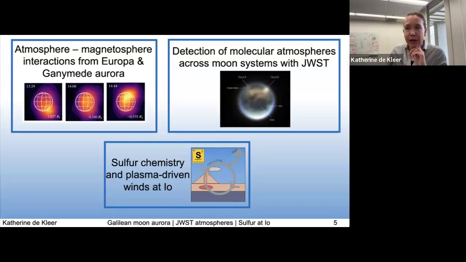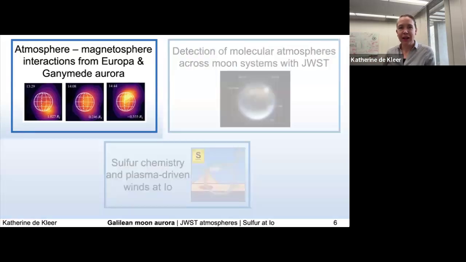Then when you get to longer wavelengths, you can sense molecules directly. So JWST in the infrared is giving us a wealth of detections of molecules in the atmospheres of moons. And then finally, as you go to the radio, you can do things like winds, saying something about dynamics, and looking at molecular chemistry in more detail. All right, so starting off here talking about aurora and atmosphere magnetosphere interactions.